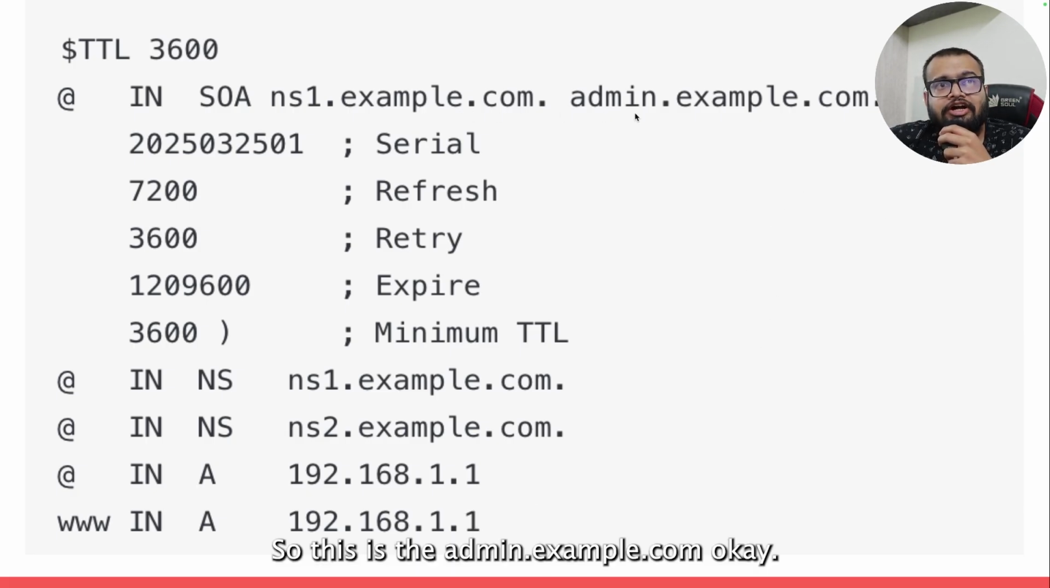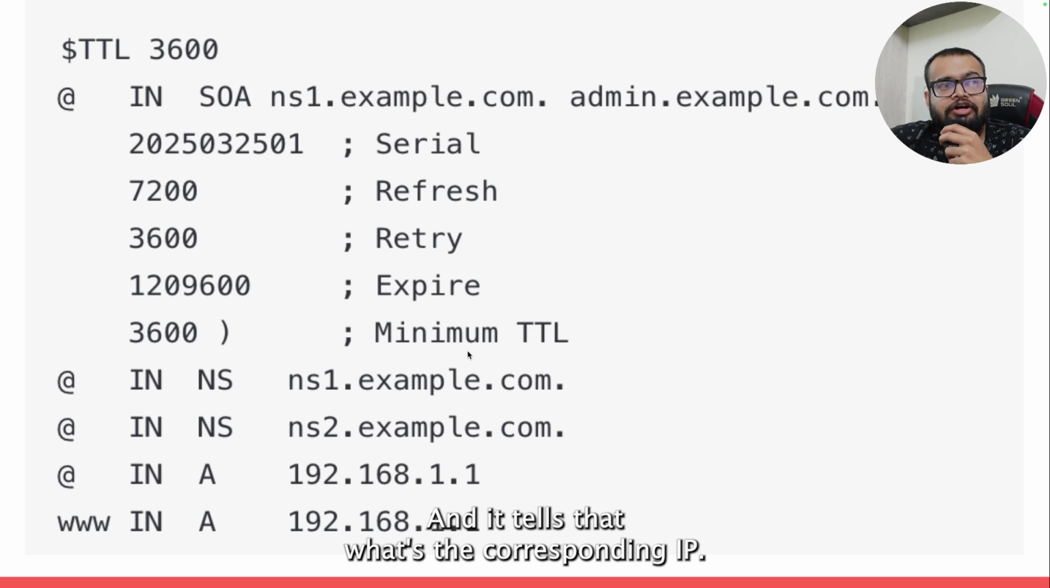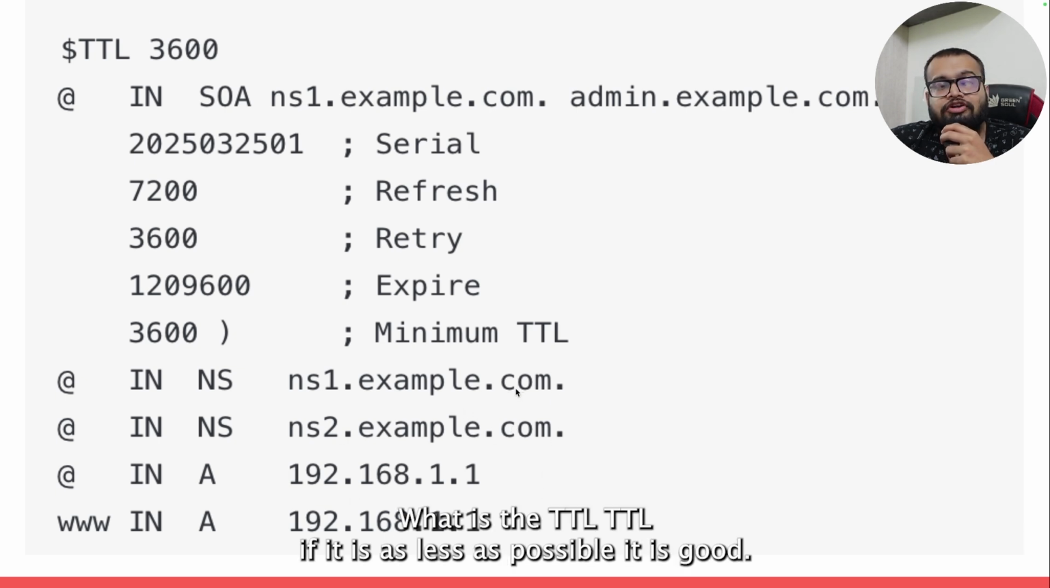This is how the entry looks in the zone file. This is admin.example.com, and it tells you the corresponding IP, the name servers for it, and the TTL.